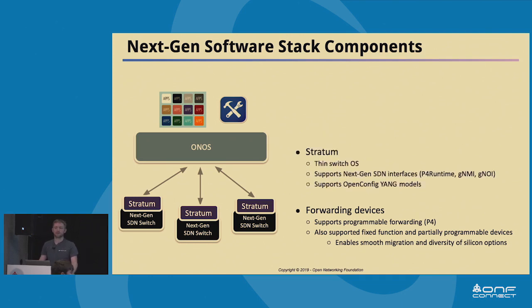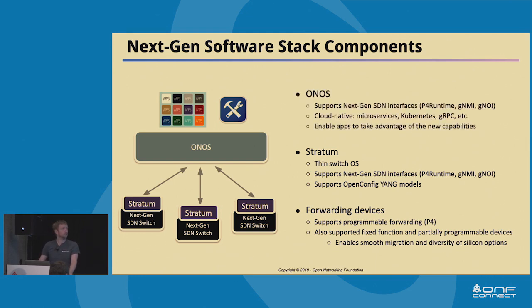Next, we have a switch OS called Stratum. We call it a thin switch OS because it does not come with a bundled control plane, no BGP, OSPF, et cetera. It supports a next generation of network interfaces called P4 runtime, gNMI, and gNOI. And it still supports the same Yang models as before. And we've selected a set of OpenConfig models that is common across all Stratum-based devices.